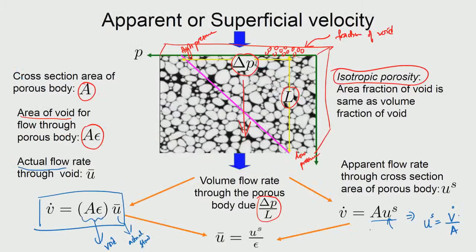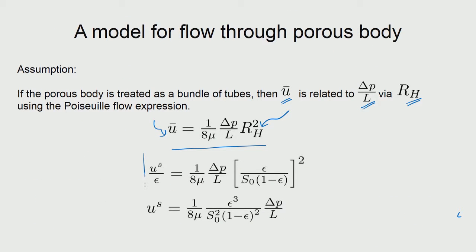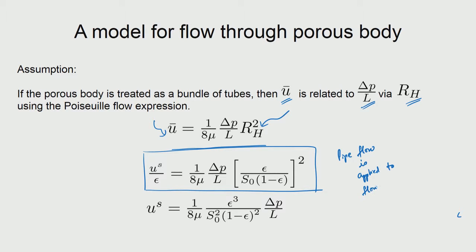So, we basically use this expression here, and then we are able to see how pipe flow is applied to flow through voids of a porous body. Okay. So, we are modeling the porous body as a bundle of tubes, and for each tube we are able to write this expression.